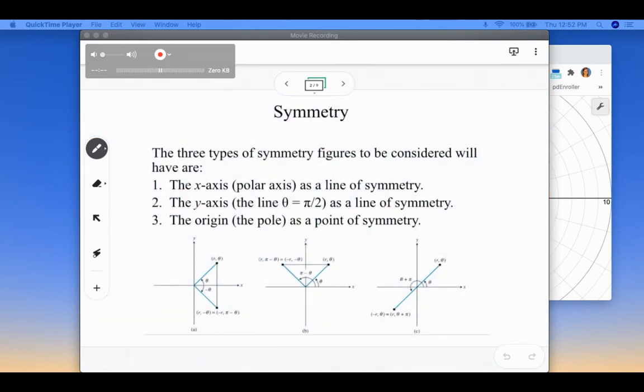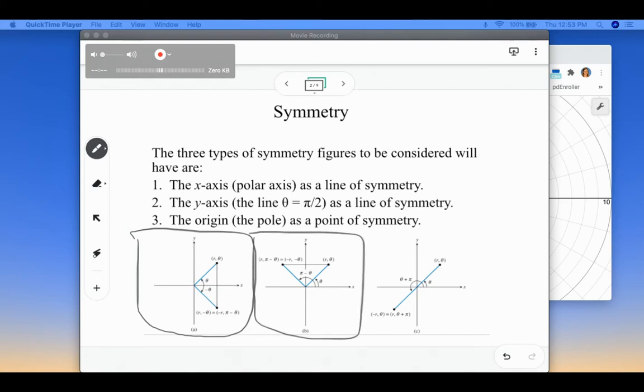So we have three types of symmetry when we're talking about polar equations. We have x-axis, so that's this one right here. You can see it's reflected over the x-axis or the polar axis. And then we have y-axis, which is also theta equals pi over 2 as a line of symmetry. And then we have symmetry about the origin or the pole. So those are our three different types of symmetry that we could possibly have.